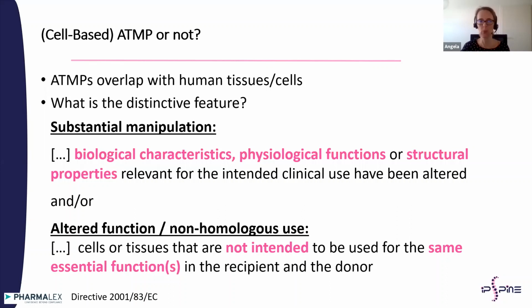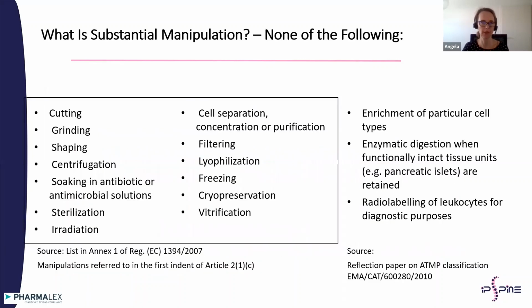Okay, so number one, what is substantial manipulation? It is none of the following. There are quite a few examples listed in the guideline. I won't read the whole list, but cutting, grinding, shaping, separating, freezing, sterilizing, all of this will somehow process the tissue, but it will not substantially manipulate the function or make them something different. So this is the list from the Directive on Medicinal Products.